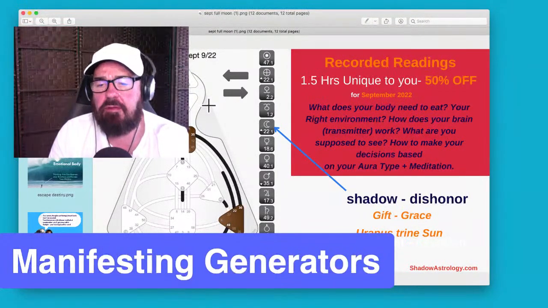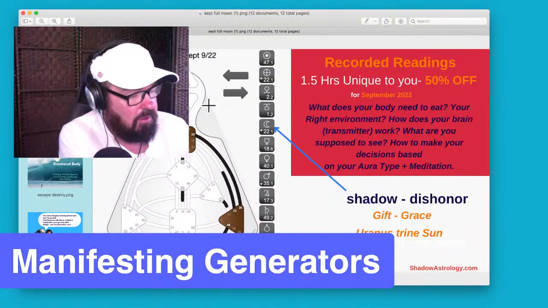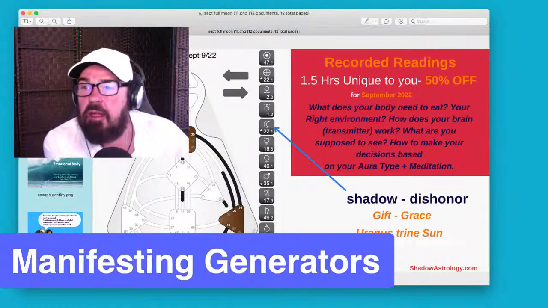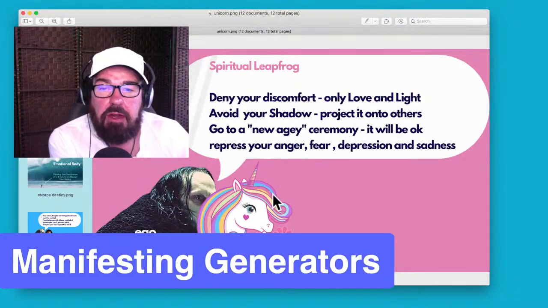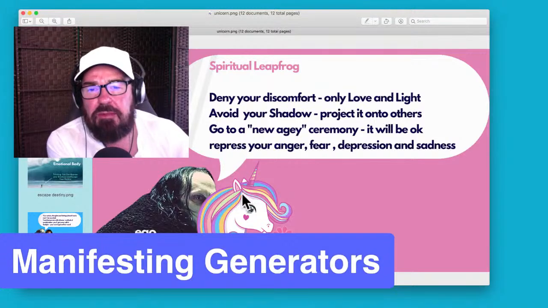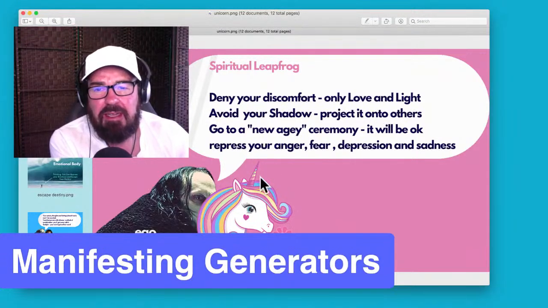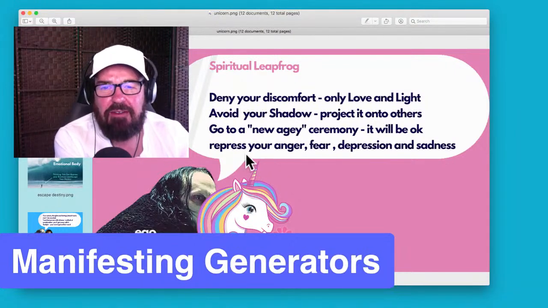Yeah, that's positive. If you just do the work, do your inner work. Don't spiritual leapfrog, right? Don't be the unicorn manifesting generator, right? Don't listen to the ego saying that you need to be the unicorn with the rainbows. You shouldn't be worrying. Don't listen to this. Try to escape it, right? Try to escape it. Or there's something wrong with you.